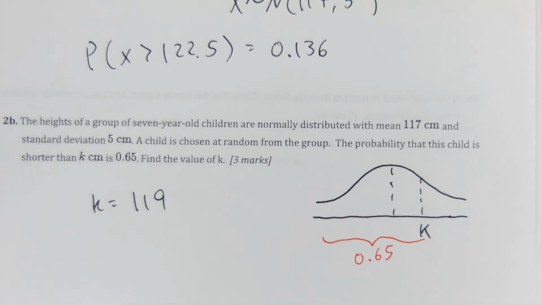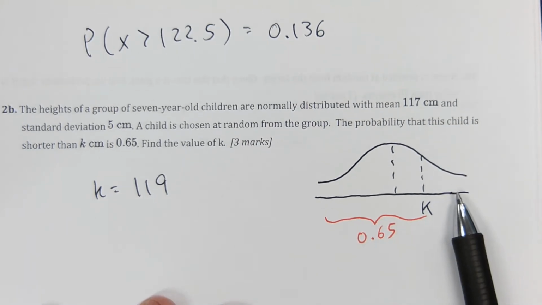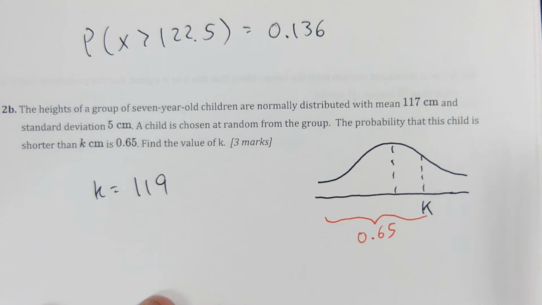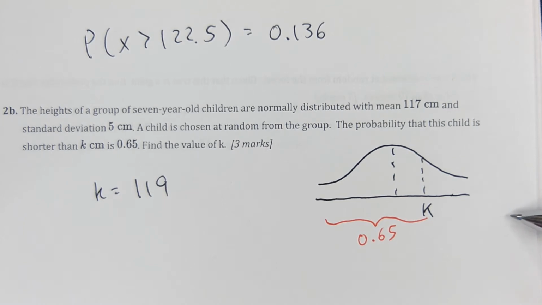The ones that I did, like inverse normal 0.15, 117.5, and then to the right, I got to 122. But the right doesn't have 0.65. To the right is 0.35. If you're going to go to the right, your upper bound is E99 and your area is 0.35.